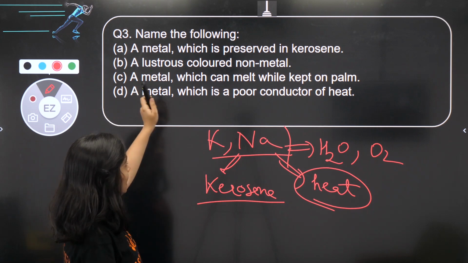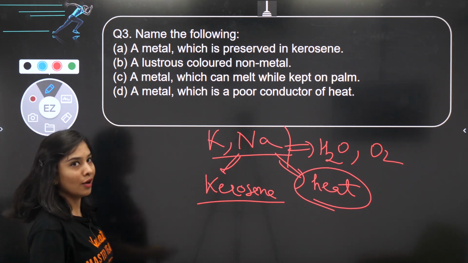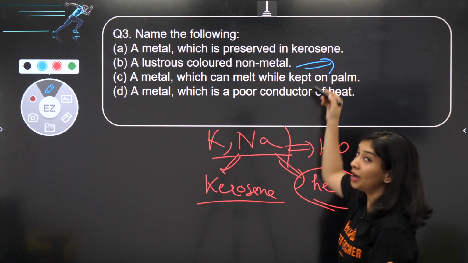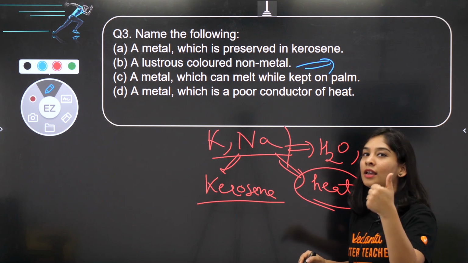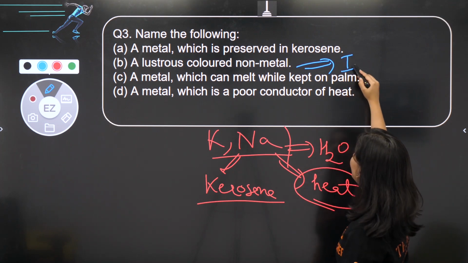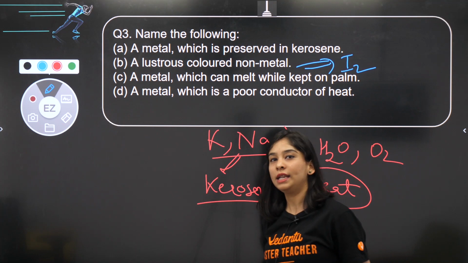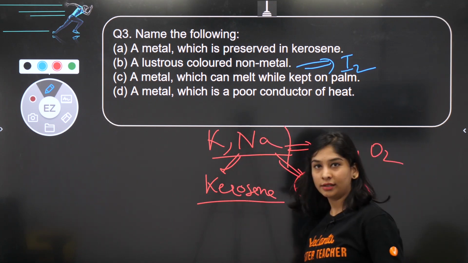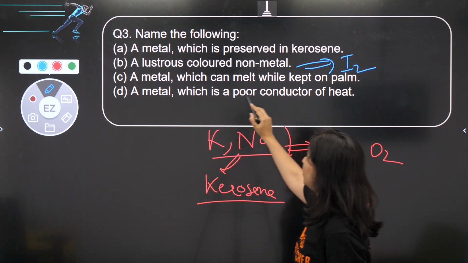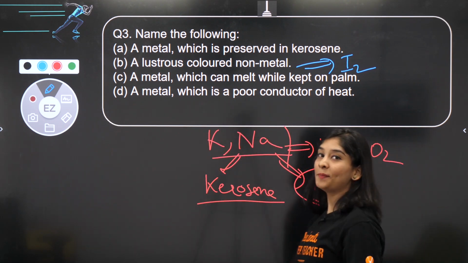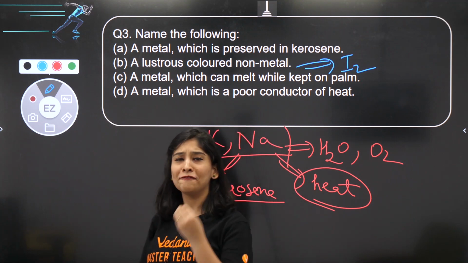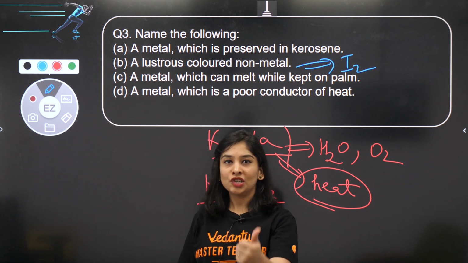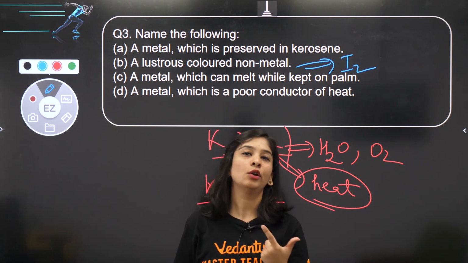Fine. A lustrous colored non-metal, you all know the answer. Lustrous shiny, which is not at all a property of non-metal, but there are certain exceptions, just like iodine. Okay, even graphite, form of carbon, is also lustrous in nature. But अगर एक पूछे best, so that is this iodine. Fine. Next question, a metal which can melt while kept on palm. Again, metal has this property that they have very high melting and boiling point. But if I talk about certain exception, just like gallium and cesium, they have very low melting point.